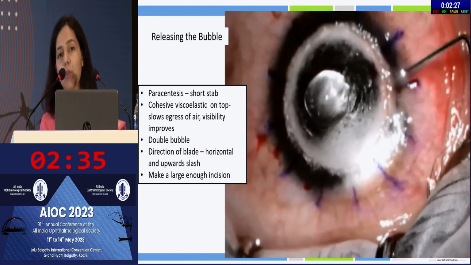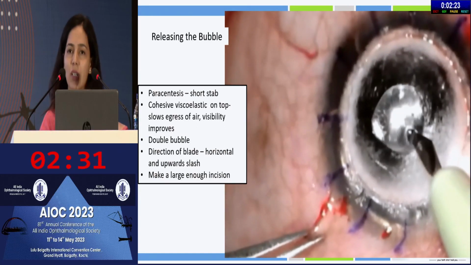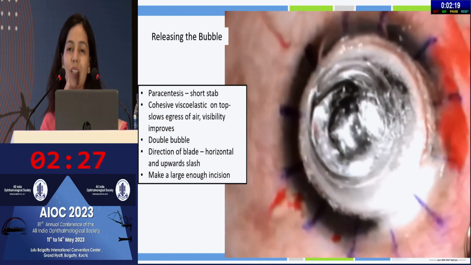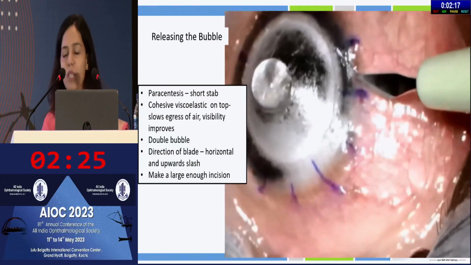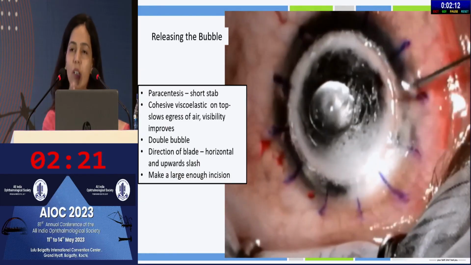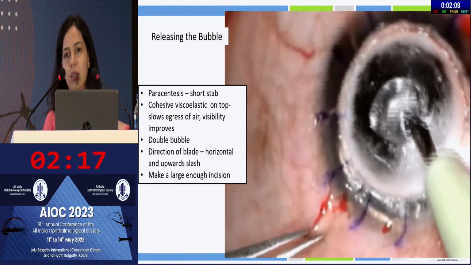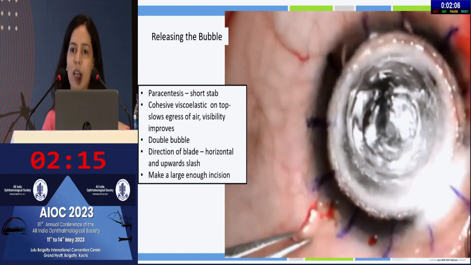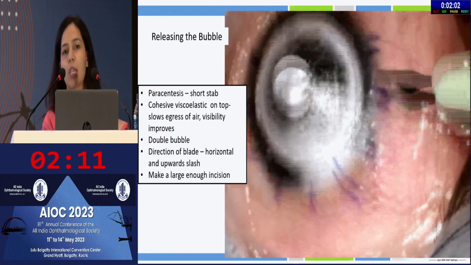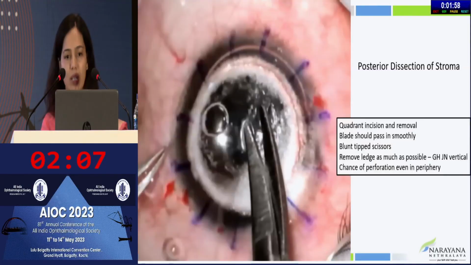The last thing about this step is that initially we used to make the Brave slash very vertically, but now we've learned over years that it's okay to go in a little more horizontally. You can use the normal side port or paracentesis blade. So, go in a little more horizontally and move upwards. This way, the risk of you perforating the DM when you're making the Brave slash is significantly reduced, and actually the air will not escape till you pull out your blade. It doesn't release as soon as you enter.